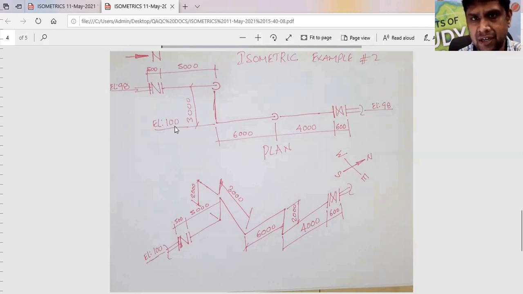Here the elevation is 100 and here the elevation is 98. It means the line is going down by 2 meters. And then again, it will go from south to north by 4 meters, and there will be a gate valve and the line will end here. So this is the simple way to represent isometric.